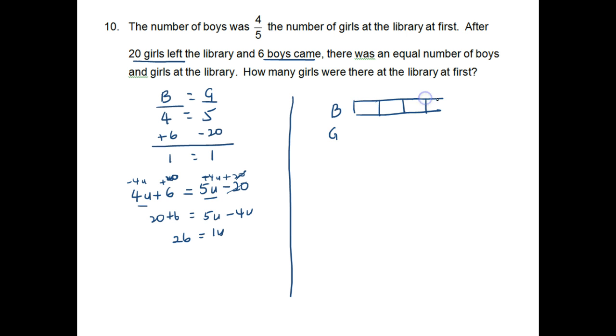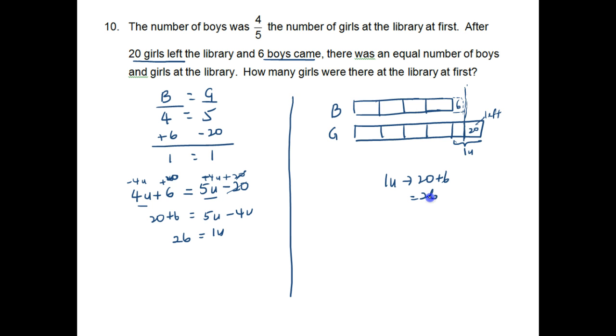1, 2, 3, 4 units of boys, 5 units of girls. 20 girls left, and 6 boys came. Then they are the same. This is my 1 unit. So my 1 unit is my 20 plus 6, which is 26.